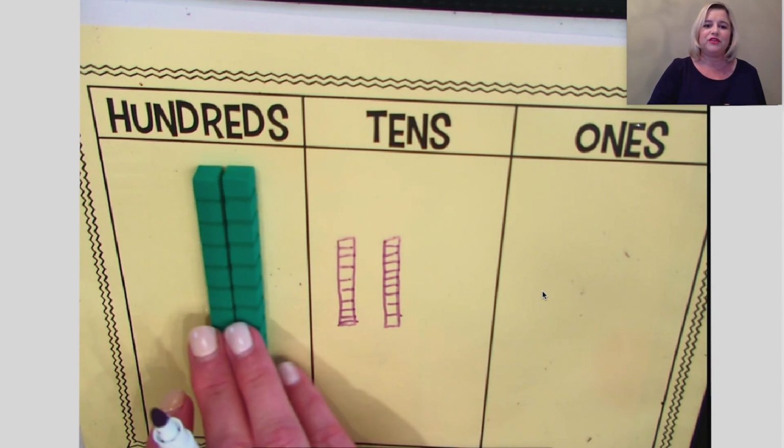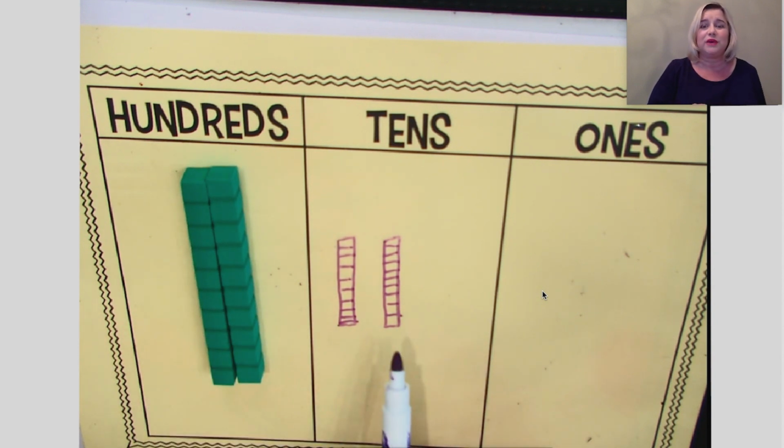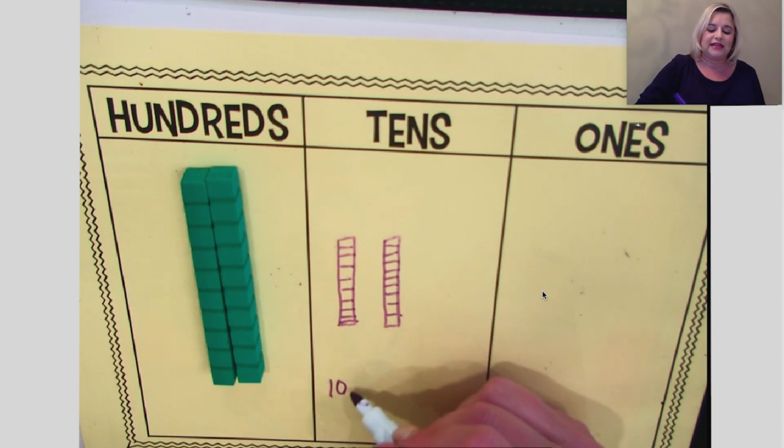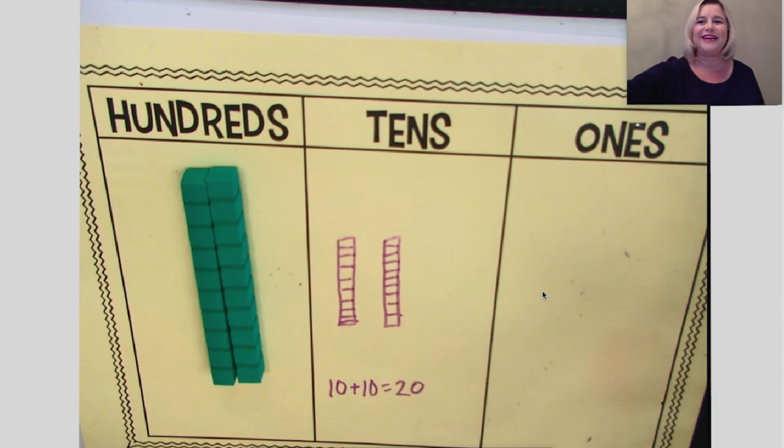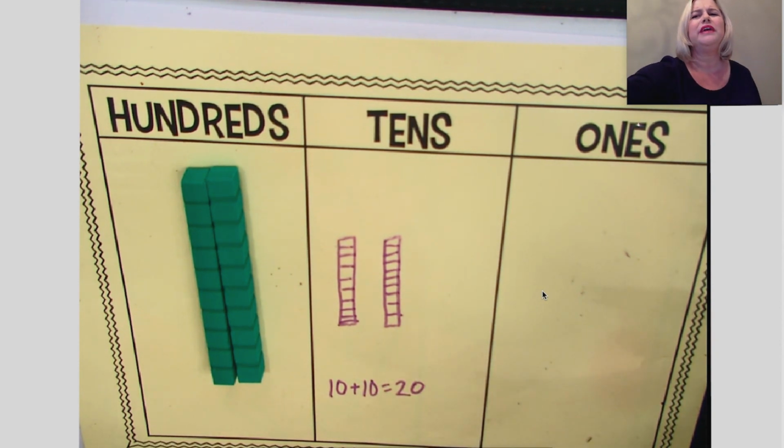Here's the example of my base 10 blocks, and here's what I've drawn. How many do you think these two blocks are worth all together? Shout the answer. Great thinking. These two rods are worth 20 because we know 10 plus 10 equals 20. Great job. I'm wondering how many ways we can use these two rods to model the number 20.